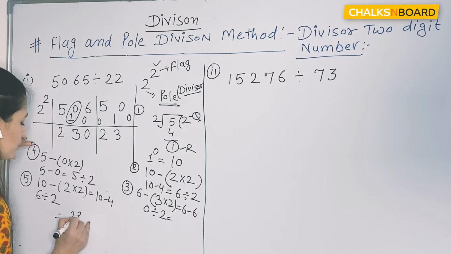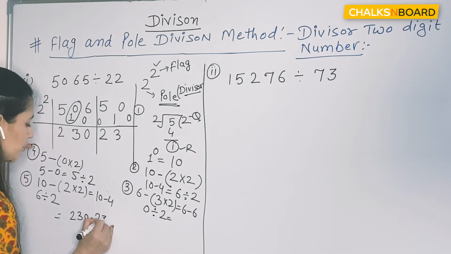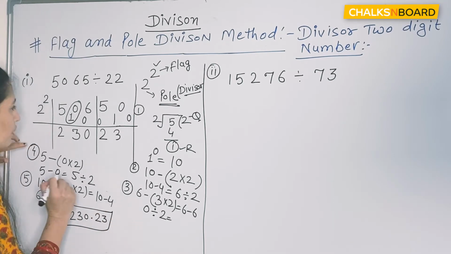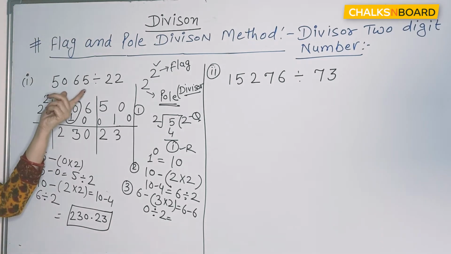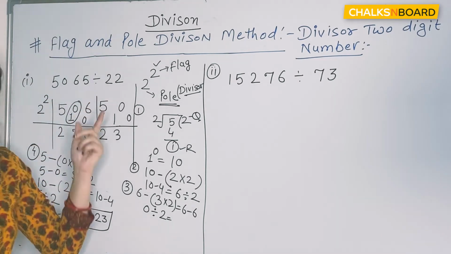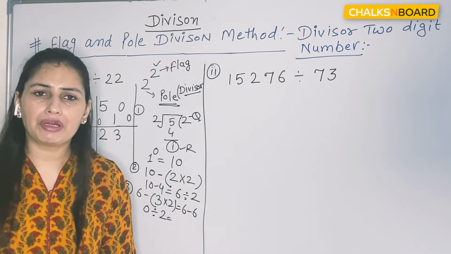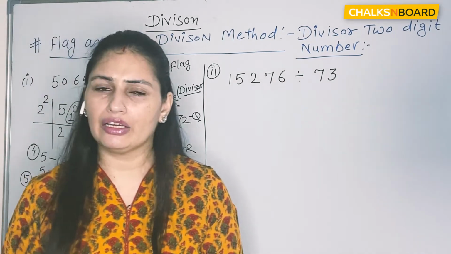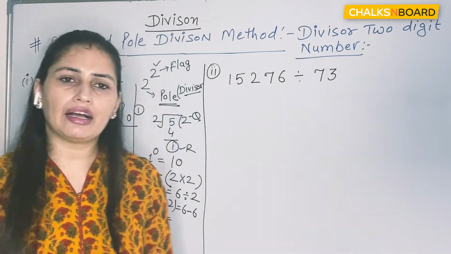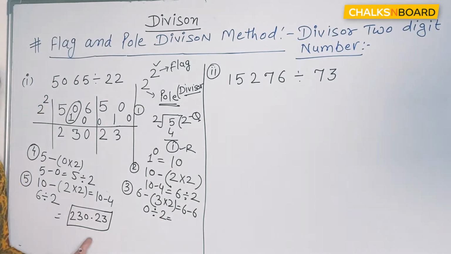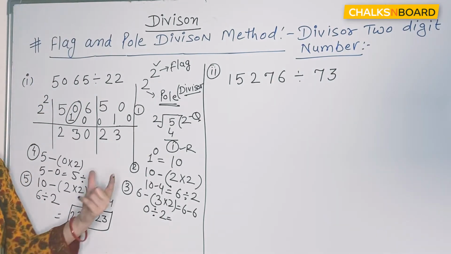So what is our answer? Our answer is 230.23 when we divide 5065 by 22. So here you have found an accurate answer, even after the decimal point, without any help, without any calculator or mobile. So let's see one more example here.